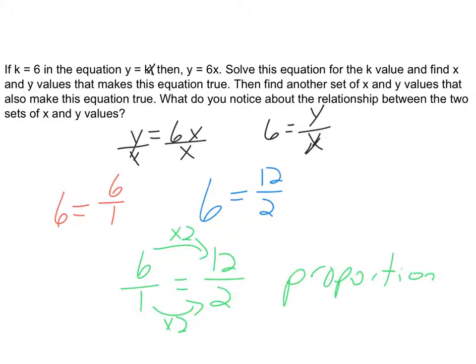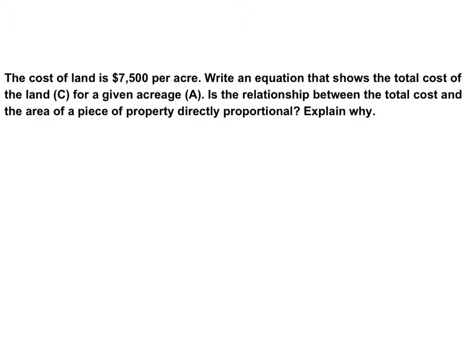And that would be true for any values of y and x that when we divide, we would get 6. So we could set them all equal to each other, and they would be proportional. The cost of land is $7,500 per acre. So we're going to write an equation that shows the total cost of land, C, for a given acreage, A. To find the cost of the land, we take the acres and multiply it by 7,500. So this would be my equation. C is equal to 7,500 times A.